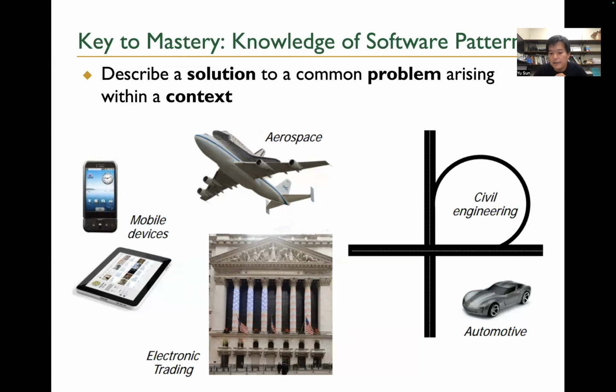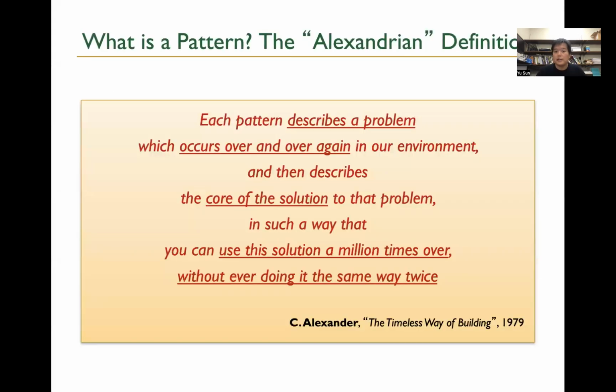Okay, so for certain problems, you want to follow a certain kind of proven solution. If someone told you that, you just need to follow that instead of figuring it out yourself. Okay, that's called efficient, right? So with that, we talk about the pattern definition. Each pattern describes a problem which occurs over and over again, and then it describes a core solution to that problem in such a way that you can use the solution many times over without ever doing it the same way twice.